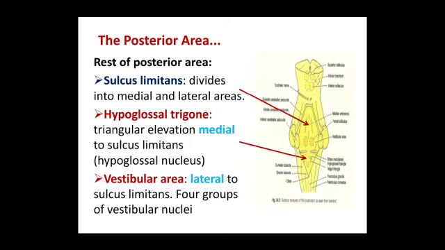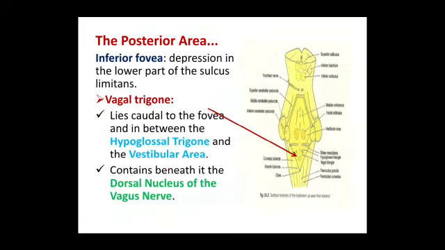The vestibular area lies lateral to the sulcus limitans. It contains four groups of vestibular nuclei. The inferior fovea is a depression in the lower part of the sulcus limitans. The vagal trigone lies caudal to the fovea and in between the hypoglossal trigone and the vestibular area. It contains beneath it the dorsal nucleus of the vagus nerve.